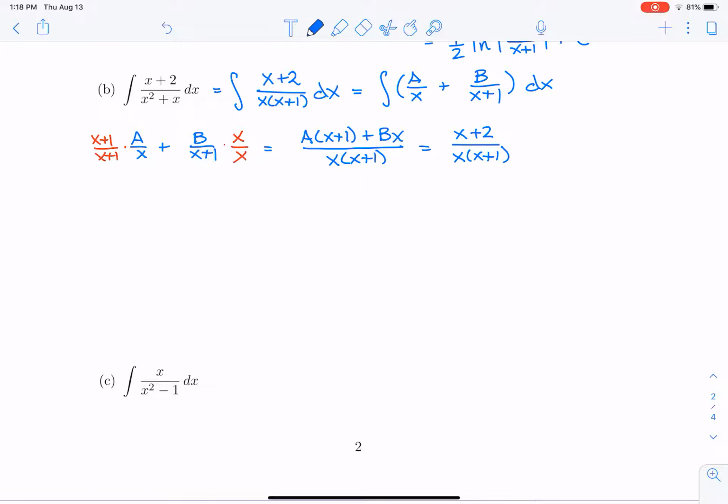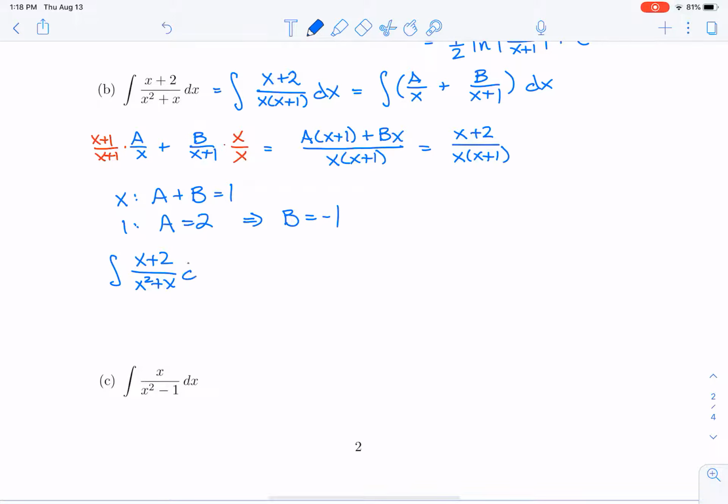Okay, so looking at just the x's, that tells me that a plus b is supposed to equal 1. And then looking at the constants, that tells me that a is equal to 2. Well, if a is equal to 2, then b must be minus 1. So that one was rather simple. So we're going to do the integral then of x plus 2 over x squared plus x dx.